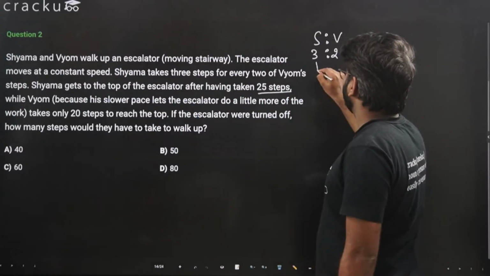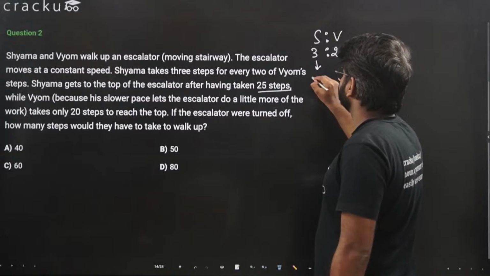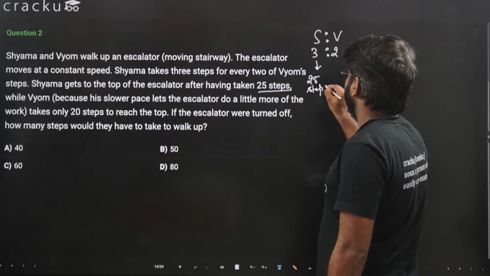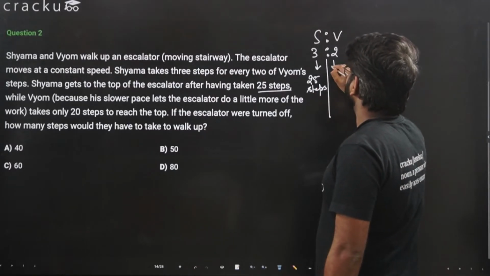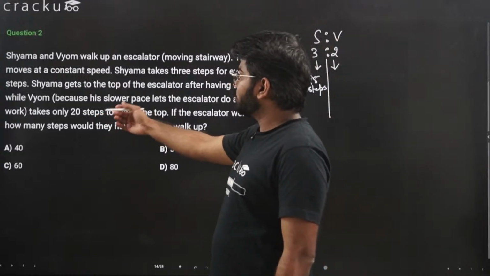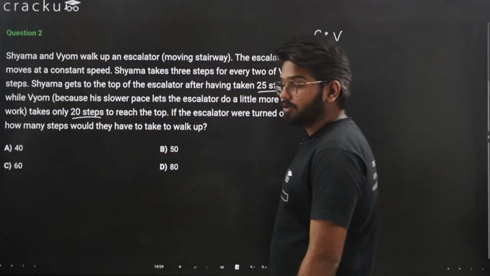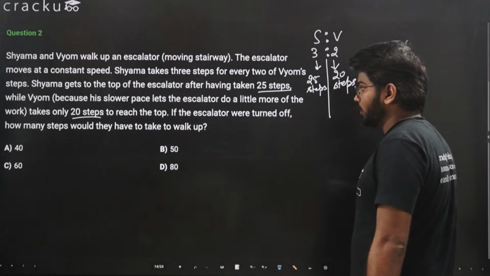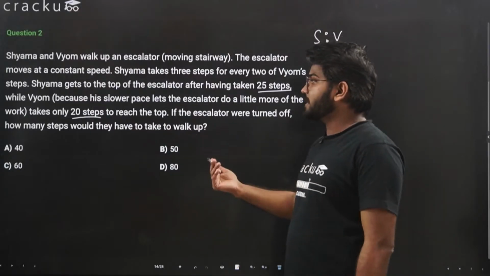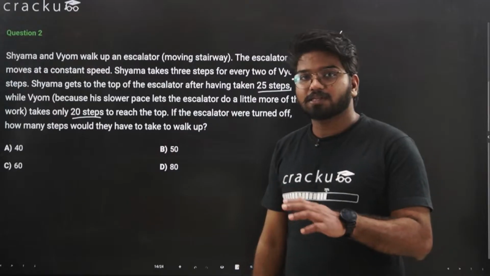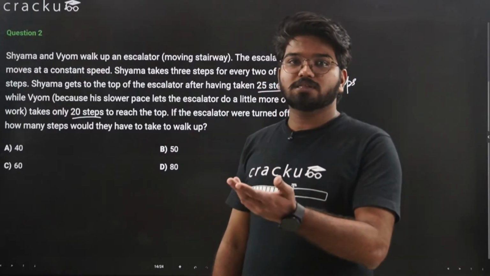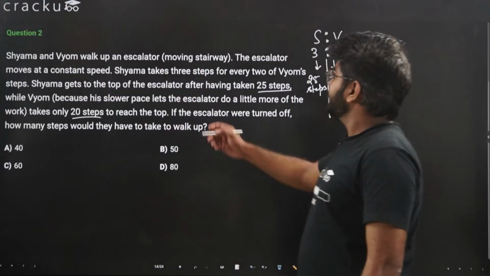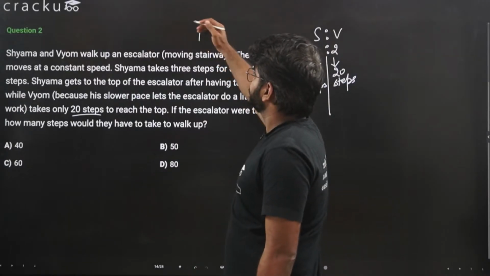Now Shama gets to the top of the escalator after taking 25 steps. So Shama needs to walk 25 steps to reach the top. On the other hand, Vyom, because Vyom is slow, takes only 20 steps to reach the top. If the escalator were turned off, how many steps would they have to walk? Basically, if the escalator is not moving, then the person has to move the steps. So how many steps would the person need to cover? Basically, we need to find n, that is the number of steps visible.